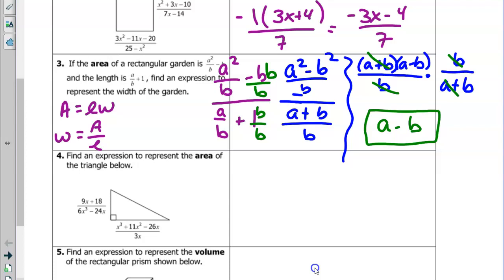What's that? Oh, number 4. Find an expression to represent the area. So what's the area of a triangle? What's Pythagorean theorem? Oh, it's 1/2 times base times height.